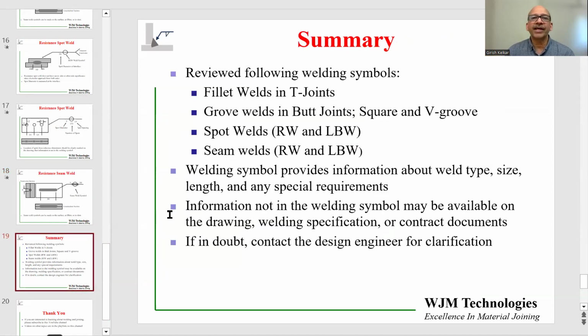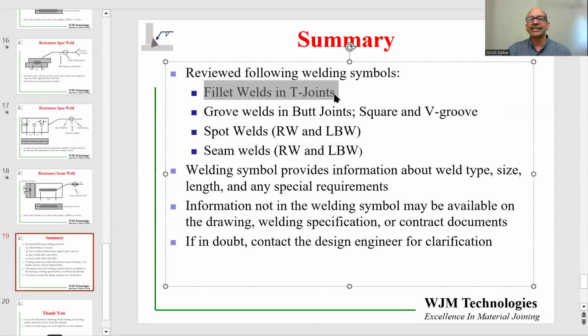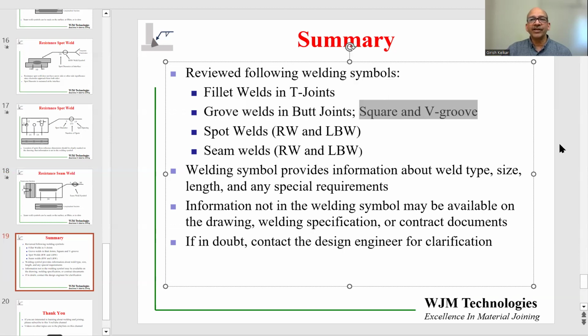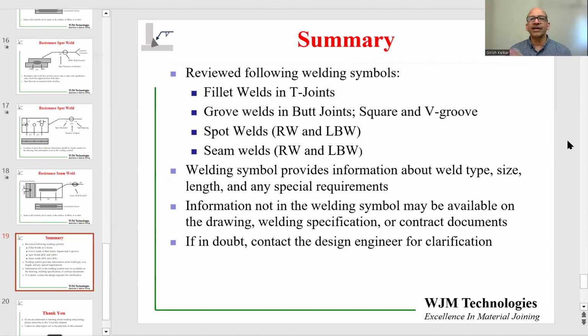So in this document, we have reviewed 4 of the most commonly used welding symbols and types. So we looked at fillet welds in T-joints. Now, it doesn't have to be a T-joint. It can be a lap joint. The welding symbol doesn't change that much. Groove weld in butt joints. Now, the grooves I have shown were square and V groove, but there could be many options. You could have J groove or U groove or bevel. But that just changes the symbol of the groove, but overall welding symbol doesn't change much.